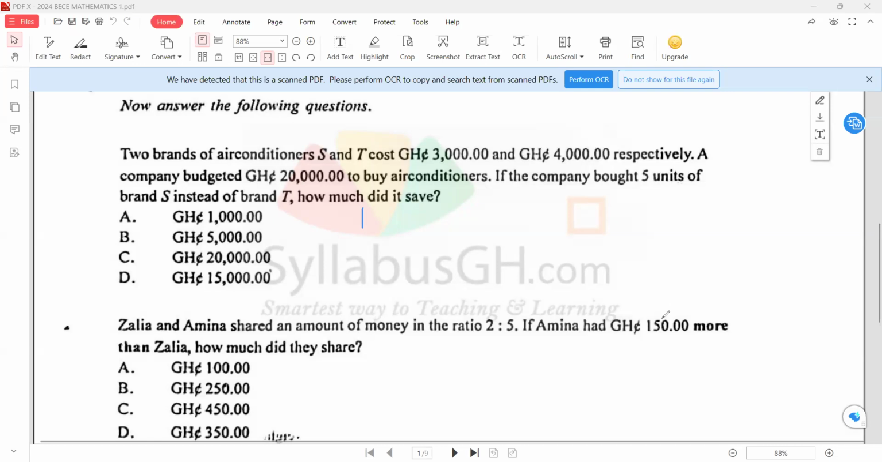This is the 2024 BECE examination questions. Let's do some discussions about it.